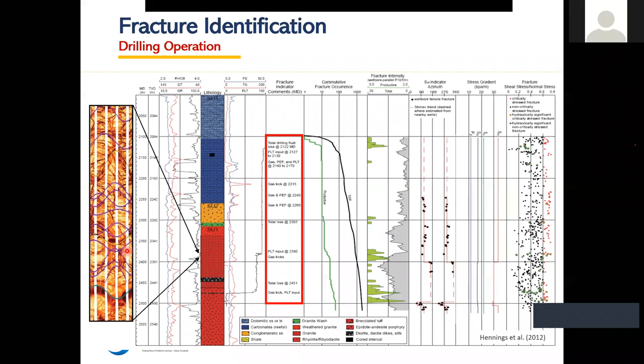The next question, so many questions. Is image log or core better for determining natural fractures? Which is better, image log or core? The question is that. For determining natural fractures, in terms of operation cost, I think image log is better.